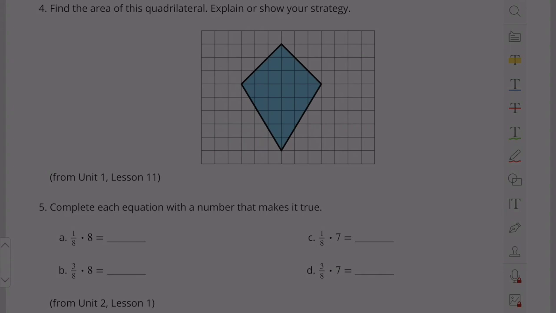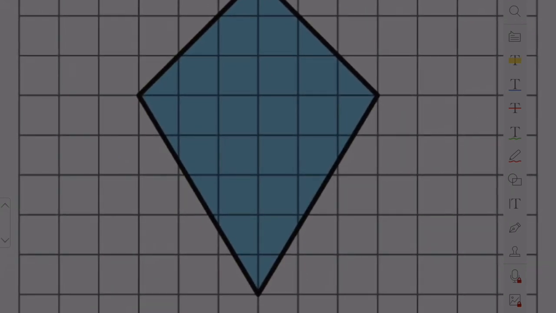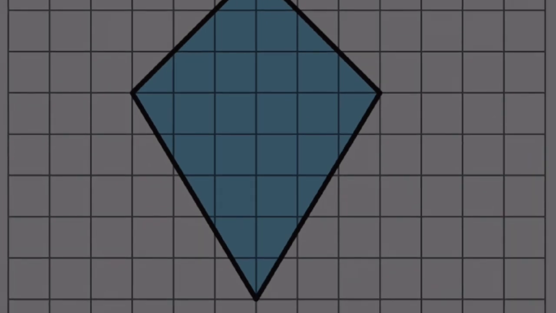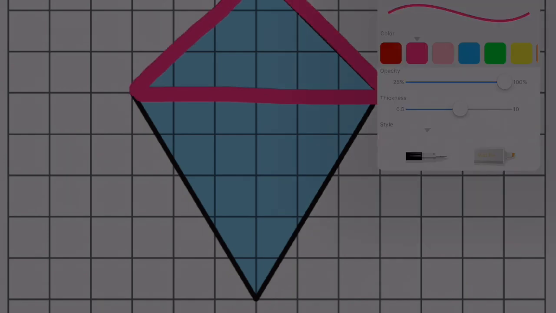Number 4. Find the area of this quadrilateral. Explain or show your strategy. As the shape is right now, it's a little bit difficult, but if I were to turn this into two triangles, it would be much easier because I know the formula for finding the area of a triangle. One way that I could do it is I could divide it right down the middle here. And now I have this triangle, and I have a second triangle right underneath it.